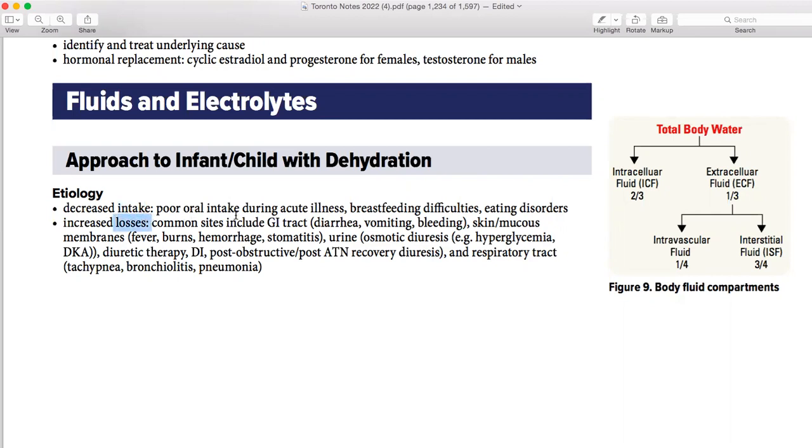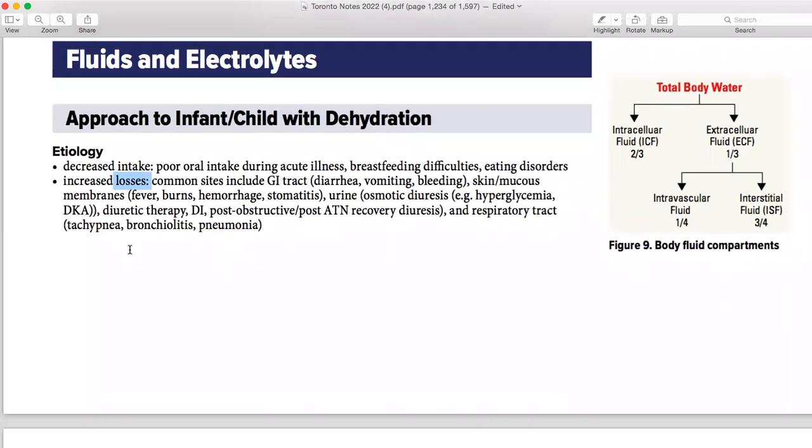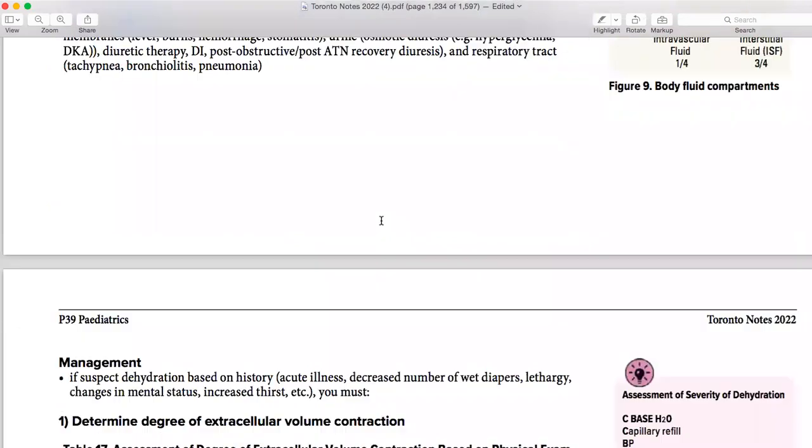Intake would be poor intake, having maybe candidiasis, any breastfeeding problem, anything underlying going on. And then eating disorder, maybe the parents are not mixing the formula properly. All of these factors. Then comes the increased losses: diarrhea, vomiting, bleeding, everything can present with that. Fever, burn, hemorrhage, stomatitis, or osmotic diuresis, hyperglycemia, DKA, diuretic, DI. So it can present with any of this.